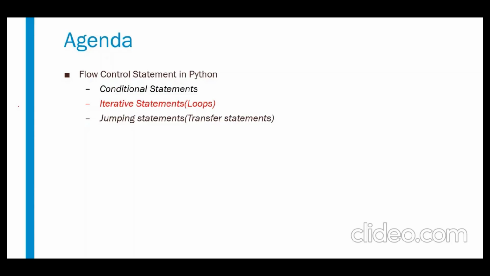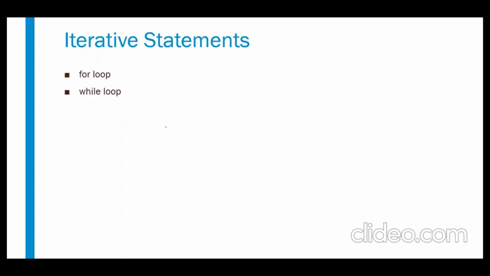So we were discussing flow control statements in Python. In the last video, I discussed conditional statements. In this video, I'm going to show you how to use iterative statements or looping statements in Python. In Python, we have two types of loop statements: one is the for loop and the other one is the while loop.